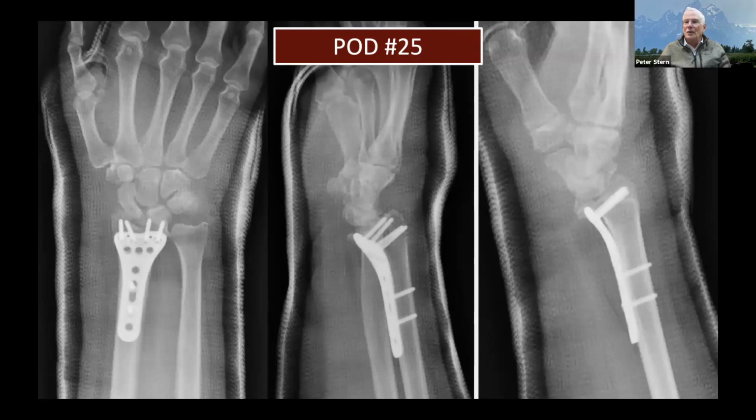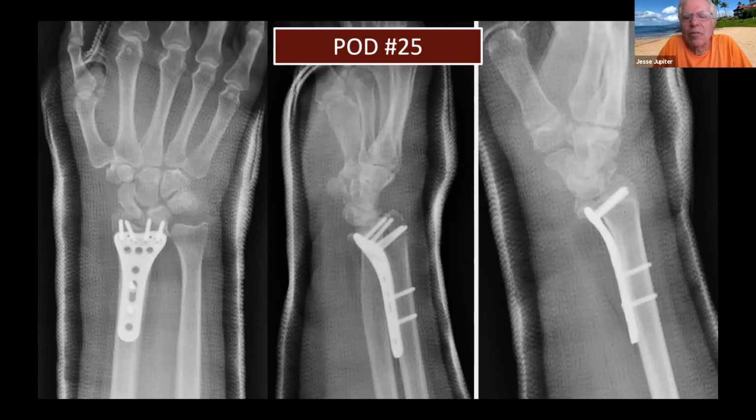Get a CT scan. Okay, wait a minute. So now it's got to be repositioned, and it needs something to prevent the carpus from subluxing. So probably a dorsal bridge plate or external fixator, but you need much better control of the volar ulnar fragment. But at 25 days, there is still an opportunity.